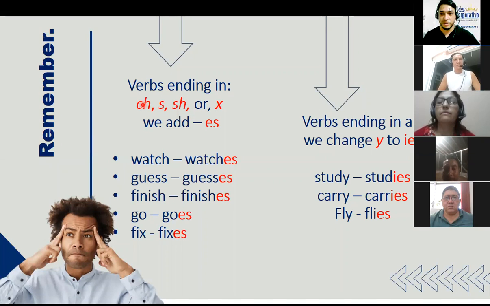Ok, como les decía, cuando termina el verbo en CH, en S, SH o X, agregamos no solo la S, sino que también la E. ES, por ejemplo, watch, watches, guess, guesses, finish, finishes, go, goes, fix, fixes. Cuando usamos tercera persona, cuando usamos he, she or it. Y la otra regla, cuando el verbo termina en Y, no agregamos S, sino que agregamos IES. Por ejemplo, study, studies, carry, carries, fly, flies. Siempre ponga atención en la letra con la que termina el verbo.